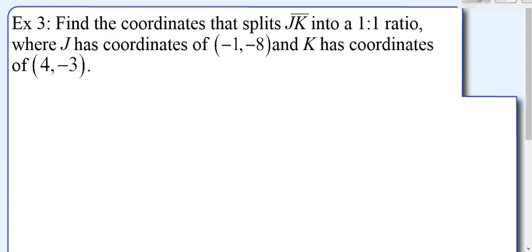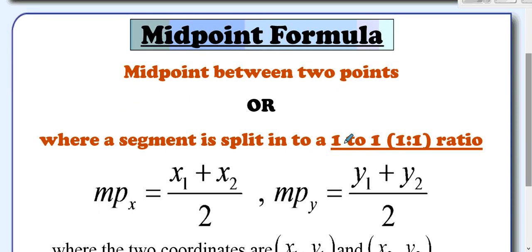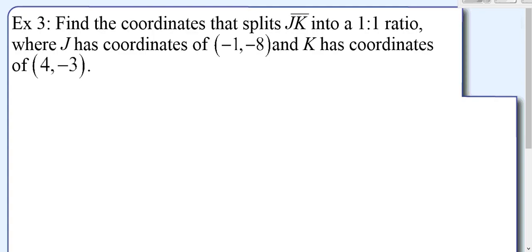Like we mentioned on the last page, a 1-to-1 ratio means midpoint. So we're going to do an example. It says 1-to-1 ratio, that means we're going to find the midpoint. So we're going to use the midpoint formula we just wrote down. Just like with distance formula, I like to label my coordinates and write the formula. So this is x1, y1. This is x2, y2. These would be the 1s. This would be the 2s.